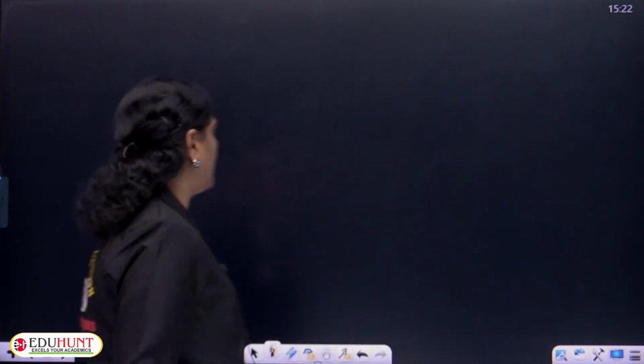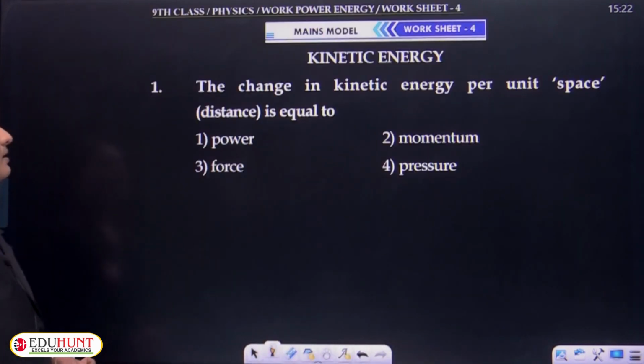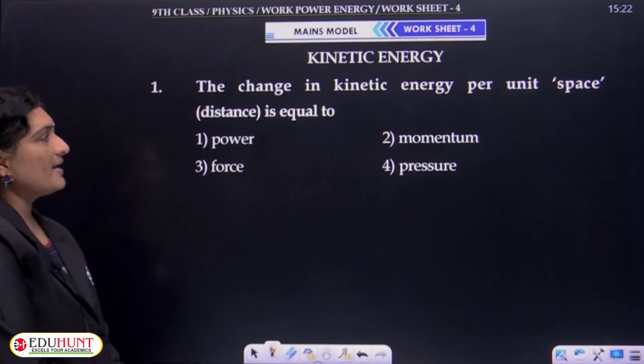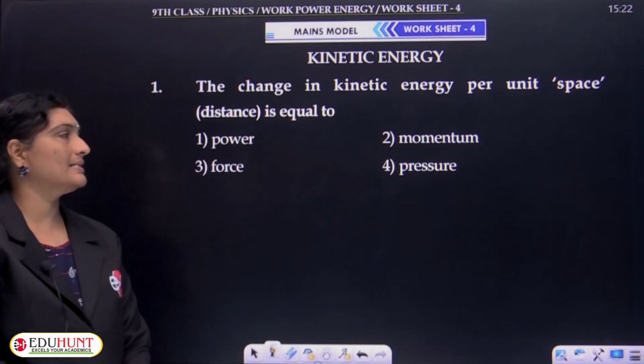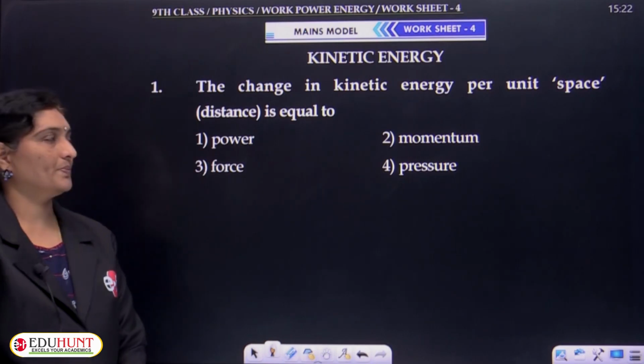Welcome back. So in today's class, let us discuss in detail regarding the worksheet number 4 numericals, and then let us move to the worksheet number 4a. So let us begin with the numerical part. First question, the change in kinetic energy per unit space or per unit distance is equal to.